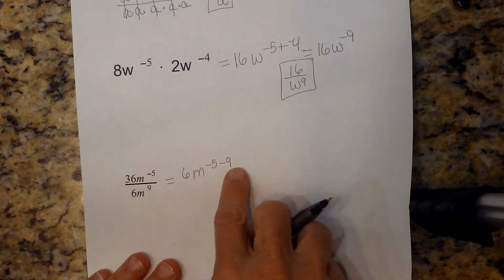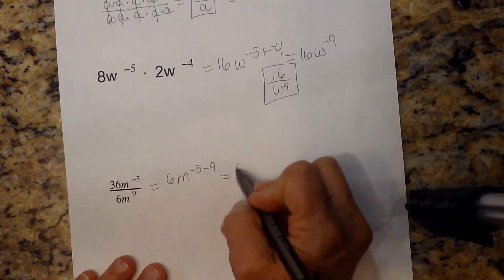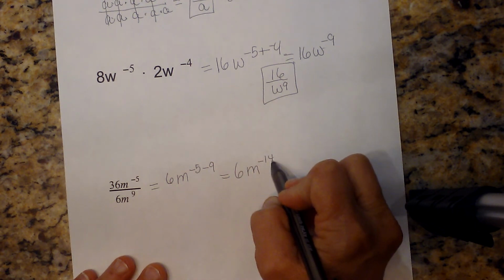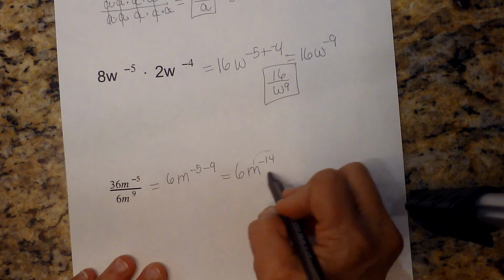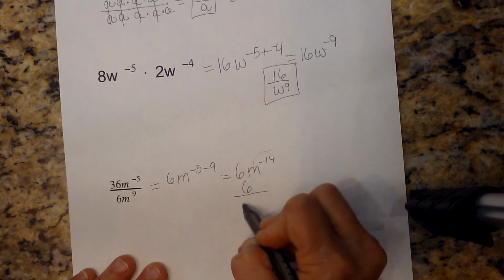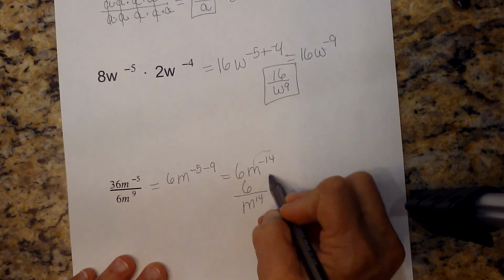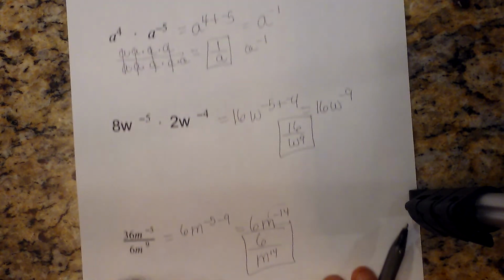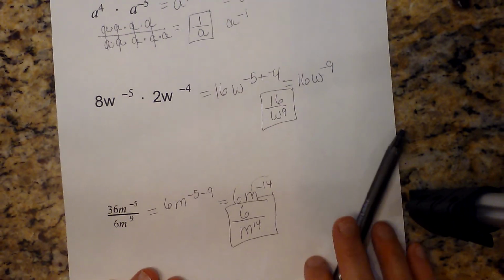So now let's subtract these exponents. That gives us 6 times m to the -14th. Now remember, that's a negative exponent, so let's write it in the denominator, and there's our answer. Okay? And that's how you simplify, use exponents.